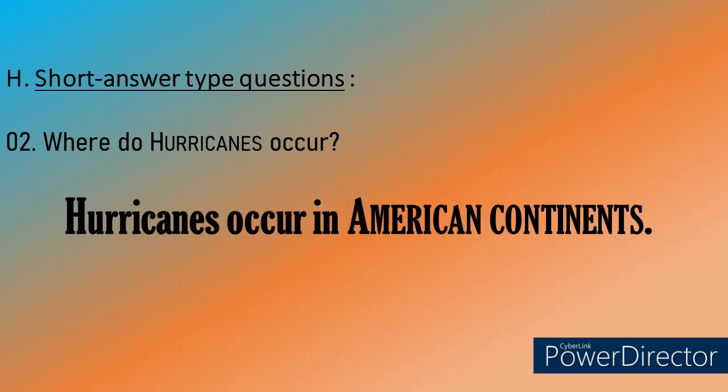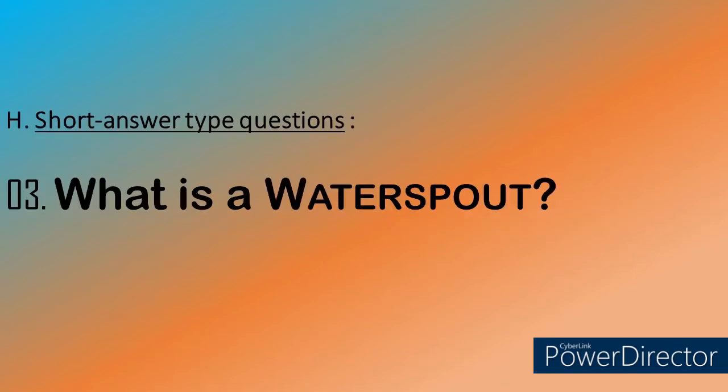As I said in last class, and in many other revision classes, the answer might be one word or two words, but you should not write only that particular word alone. You should write in a full sentence. So here you have to write, hurricanes occur in American continents. If you write just one or two words, full marks will not be allotted, especially in 2 marks questions.